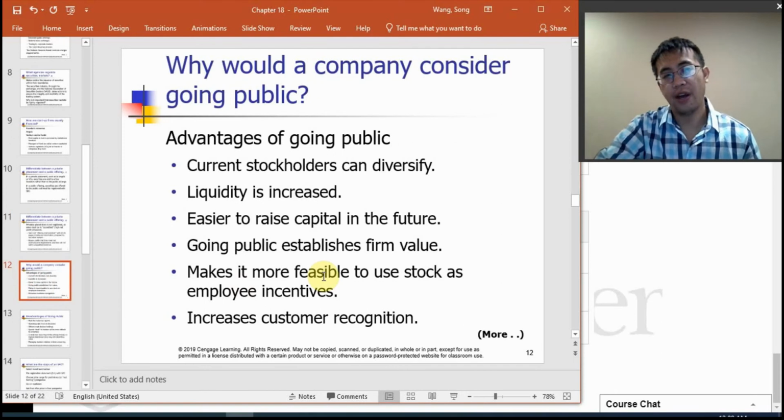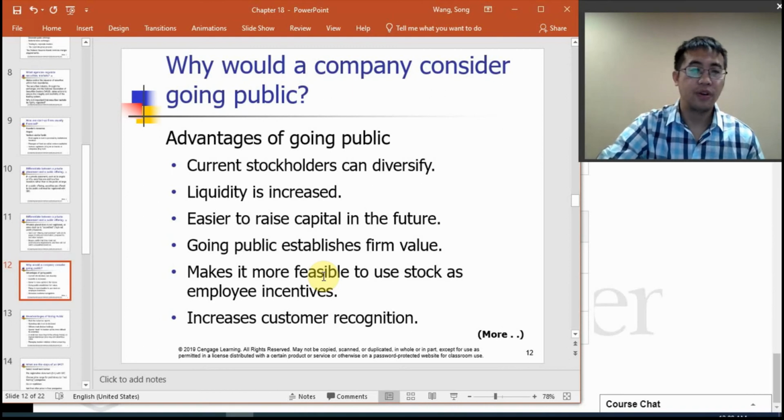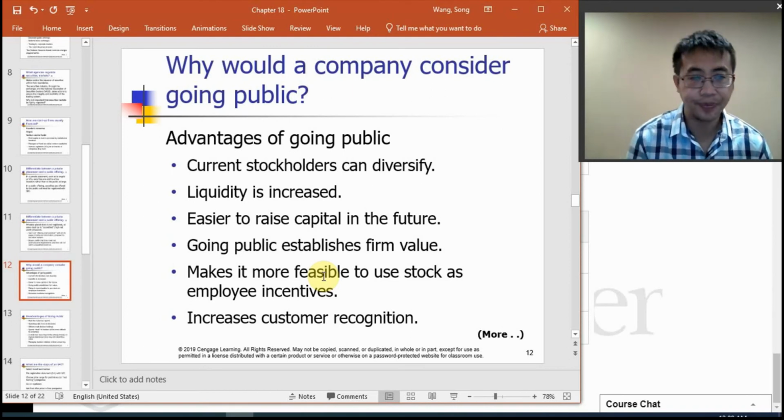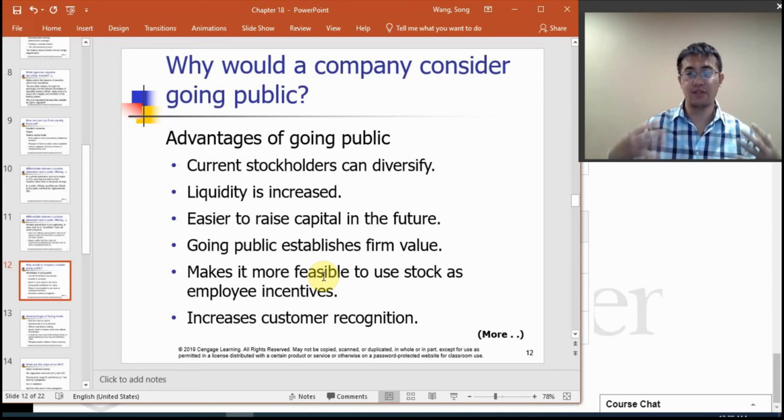And definitely there are some advantages of going public for the company. For example, the current stockholders can diversify. They don't need to hold all the stock shares. They can cash them out and diversify their wealth from stocks to cash. Since the company stock becomes publicly traded, it's easier to buy and sell, so the liquidity increases. It is also easy to raise capital in the future once the IPO has been finished and once the name is well known.